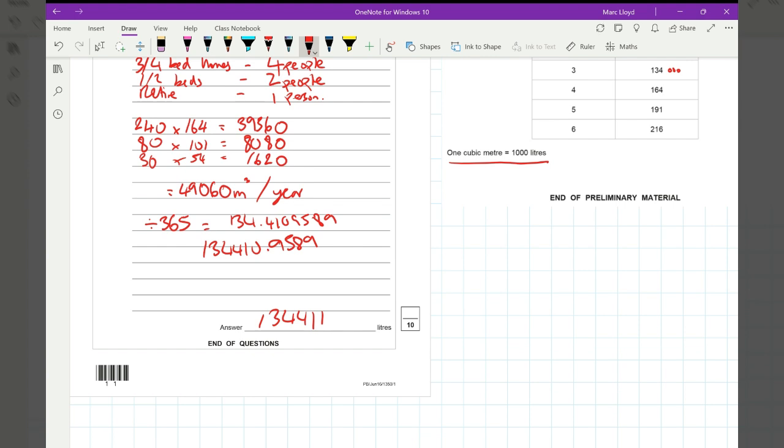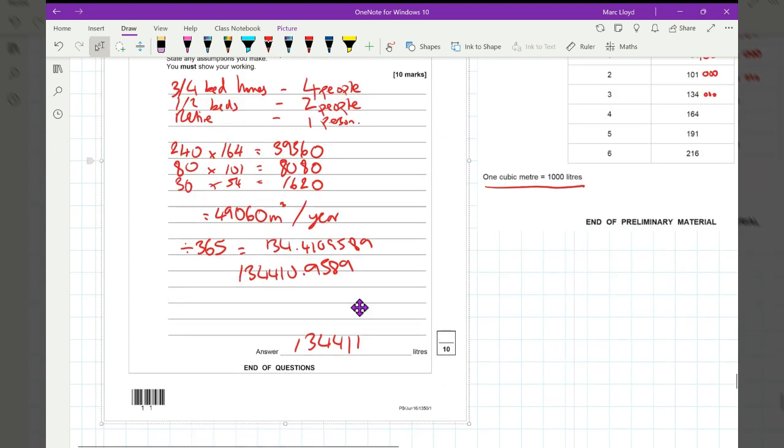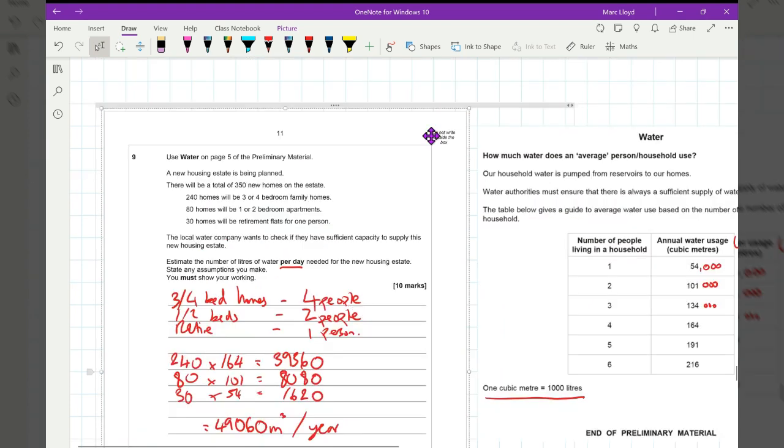Correct division of their total per year to give the value per day, and the conversion to litres, that's an accuracy mark. It says it wants it in litres, number of litres, so we're not allowed to have any decimals, so rounding it to the nearest whole number is the right thing to do, and that's 10 big marks.